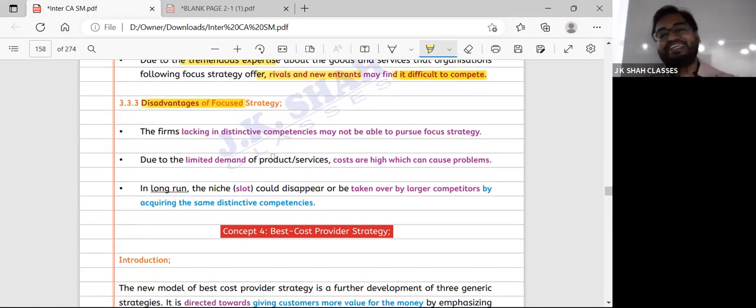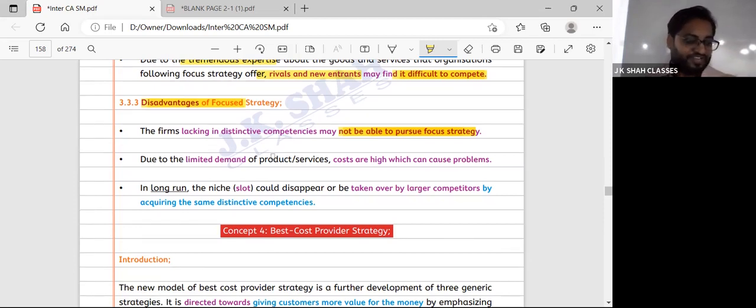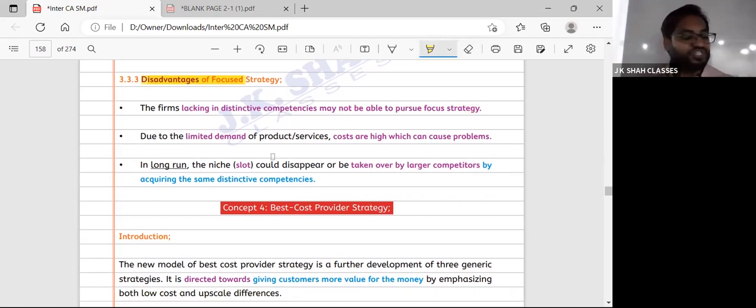Disadvantages of focus strategy. The firms lacking in distinctive competencies may not be able to pursue focus strategy. I did not explain the disadvantages to you, but I told you one disadvantage. The last one: in the long run, the niche could disappear or may be taken over. You understood this?